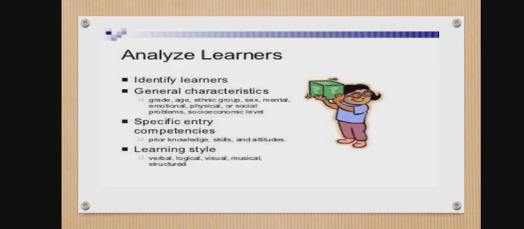Let's tackle analyze learners. We have to identify learners. The general characteristics include grade, age, ethnic group, sex, mental, emotional, physical or social problems, or socio-economic level. Then we have specific entry competencies: prior knowledge, skills, and attitudes. And learning styles: verbal, logical, visual, musical, and structured.